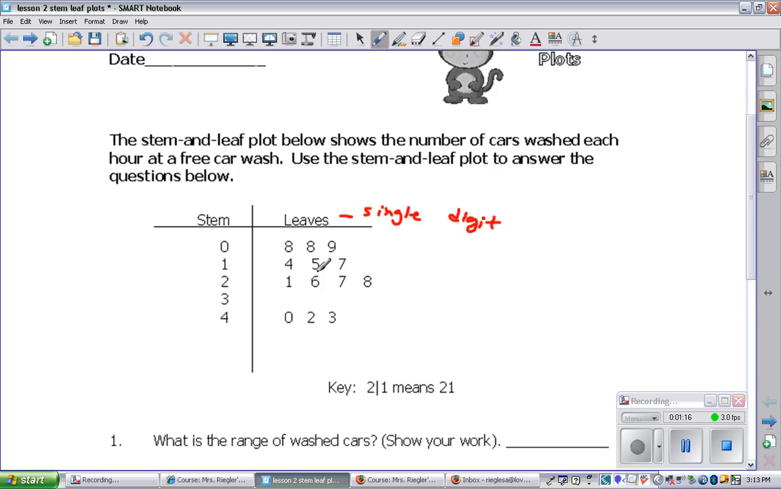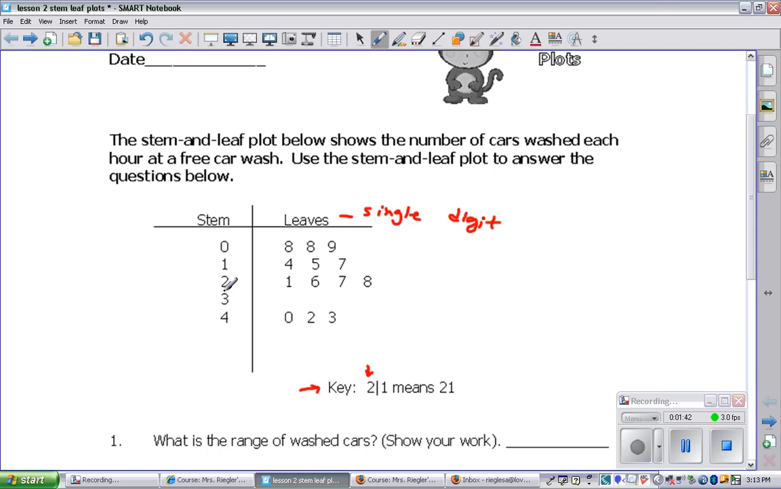So the way you figure out what those numbers mean is the key. There has to be a key. Just like on a map, you have to have a key to tell you what all these little symbols stand for. On your stem and leaf plot, you have to have a key to tell you what these numbers mean. So if I have a 2 on the left, and then I have this vertical bar, this line, and then a 1 on the right, that stands for 21.